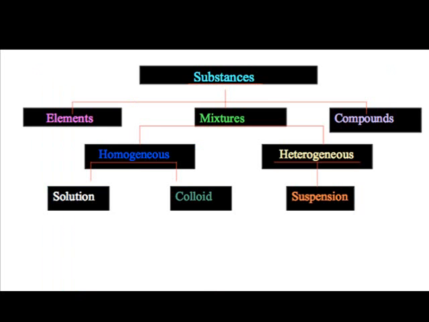Now, if you have a substance, whether it's a solid or a liquid or a gas, it's going to be made up of elements, or it's a mixture, or it exists as compounds. Within mixtures, the mixture is either homogeneous or heterogeneous, and with the homogeneous, you have solutions and colloids, and with heterogeneous, you have what are called suspensions.